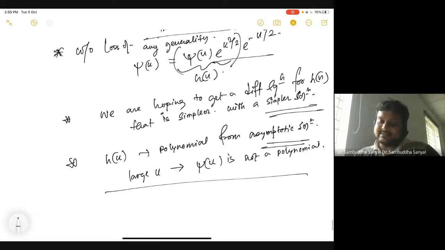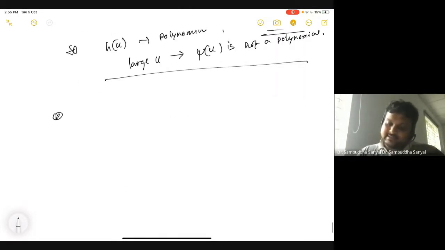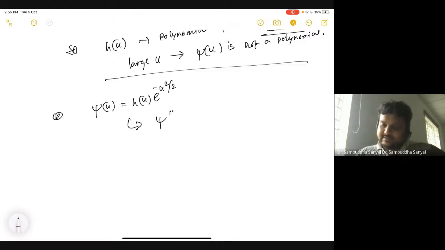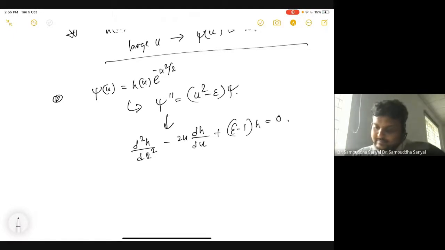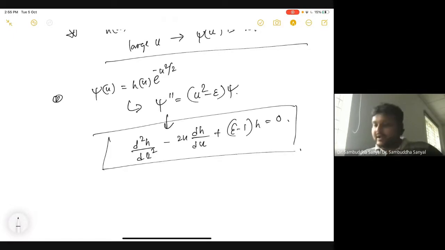So now let's plug in this particular form. Let's plug in this psi(u) = H(u) e to the power minus u square by 2 into this equation. Okay. And if I plug in this, it is just one line of algebra. You will get the following equation for the H polynomial. So now I have to solve this equation to know what is the H.